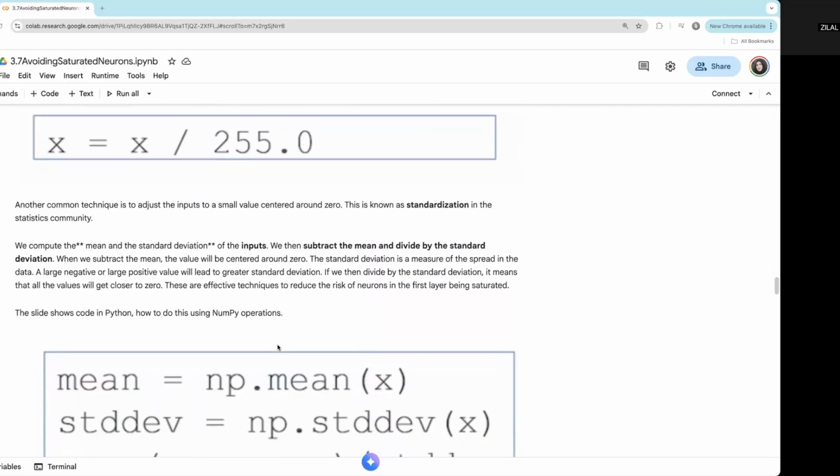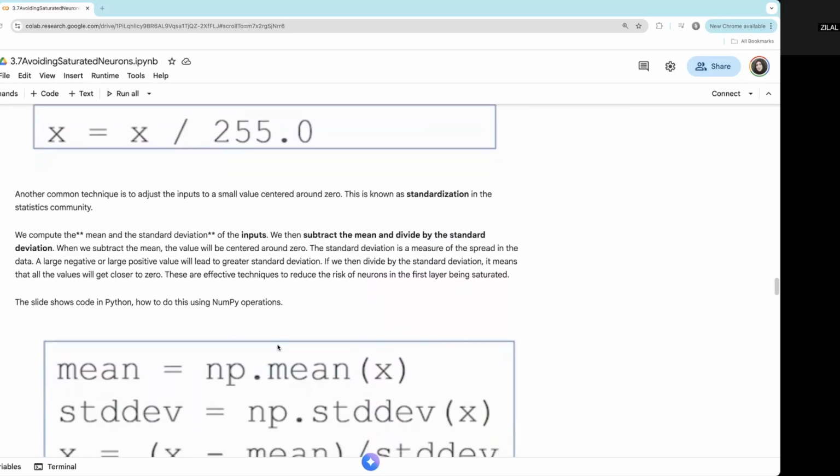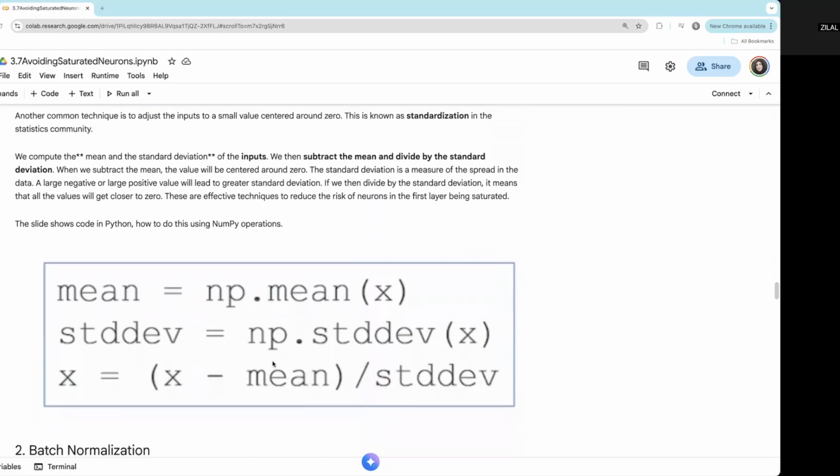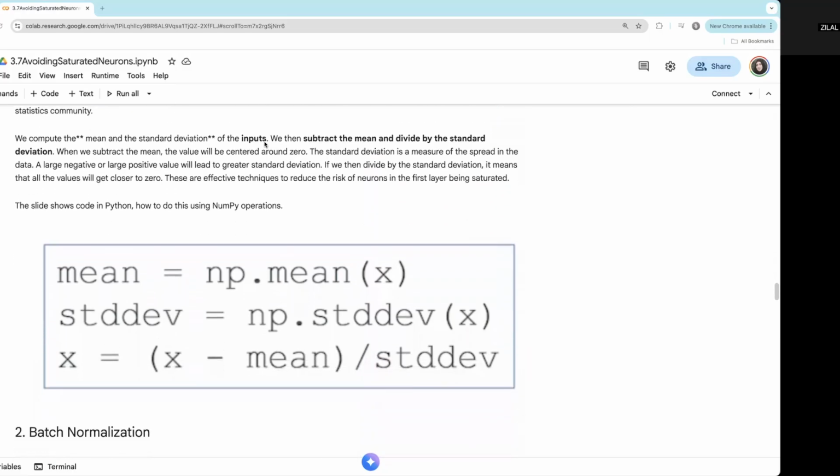Another common technique is to adjust the inputs to a small value centered around 0. This is known as standardization in the statistics community. We compute the mean and the standard deviation of the inputs. And this is very important to compute the mean of the inputs. We then subtract the mean and divide it by the standard deviation.